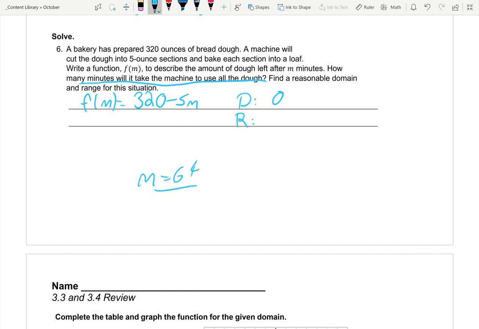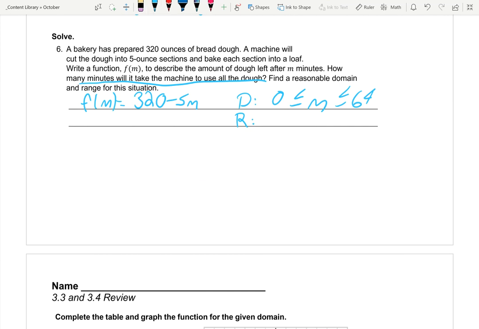If it takes 64 minutes to run out of dough, then that's our maximum amount of time. That's our maximum number of minutes, right? So our minutes can be anywhere from 0, which is starting time, all the way up to 64, assuming that's correct again, because that was how long it would take for all the dough to run out.